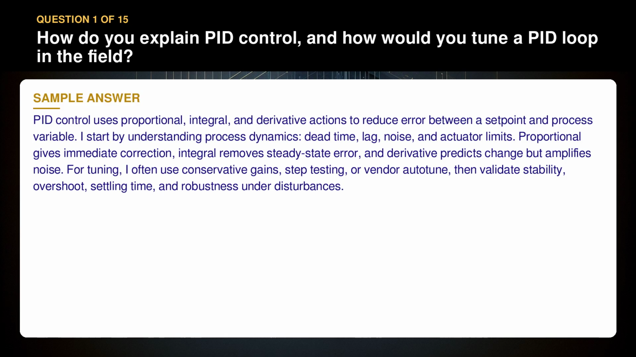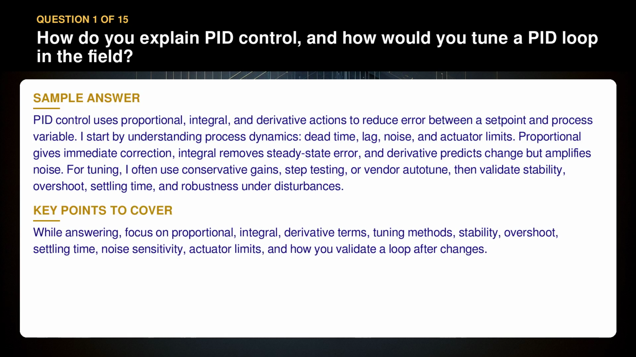For tuning, I often use conservative gains, step testing, or vendor auto-tune, then validate stability, overshoot, settling time, and robustness under disturbances. While answering, focus on proportional, integral, derivative terms, tuning methods, stability, overshoot, settling time, noise sensitivity, actuator limits, and how you validate a loop after changes.